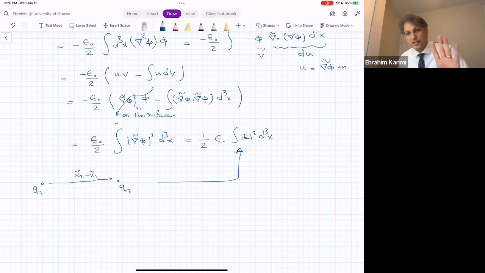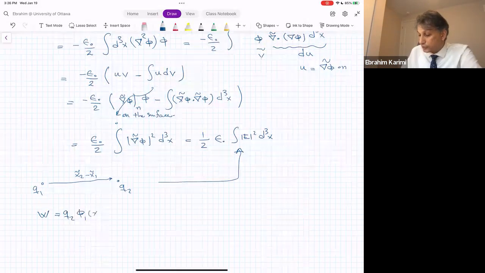Is that question clear, guys? So the work that we calculated: due to the charge Q1, there is no work that you have to do. Due to the charge Q2, you have to do work, and the work is given by Q2 times the potential due to the charge 1 at the position x2, which is easy and can be done. It's only one term.